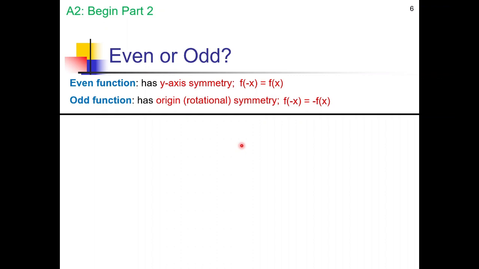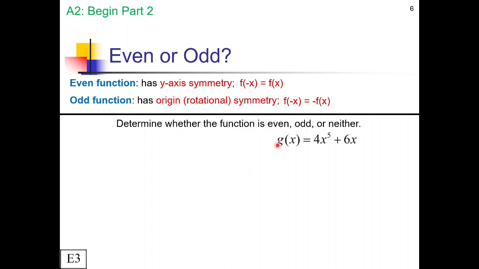Now that we've got that background on even versus odd, we're going to use that to figure out if this g of x function is even, odd, or neither. And let me be more specific. We're going to figure this out without actually graphing it out, because if I could just graph it out and eyeball it, I could probably tell pretty well what kind of symmetry it had.